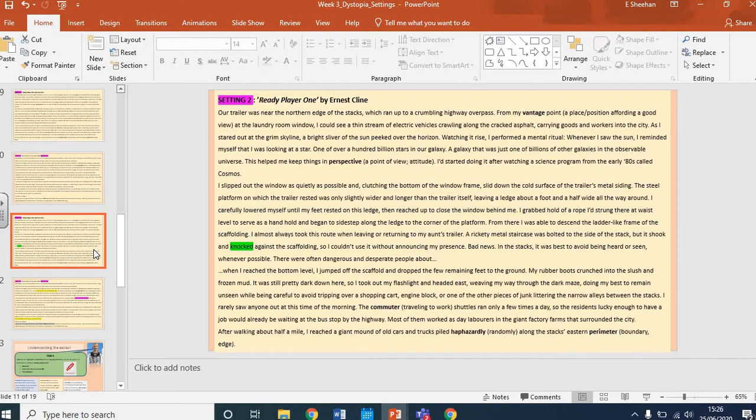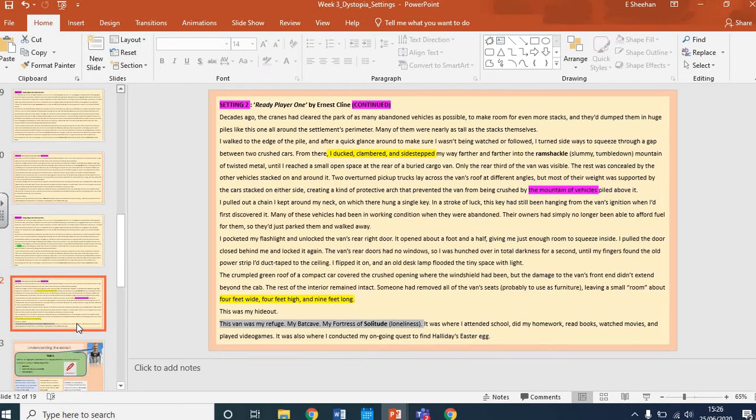The reason authors use onomatopoeia is because we can relate as a reader to what these sounds sound like. If it's a knocking, it might be constant. It's something that can't be ignored. So he doesn't want to make this staircase rattle and knock, which will alert the aunt that he's getting out of the trailer.